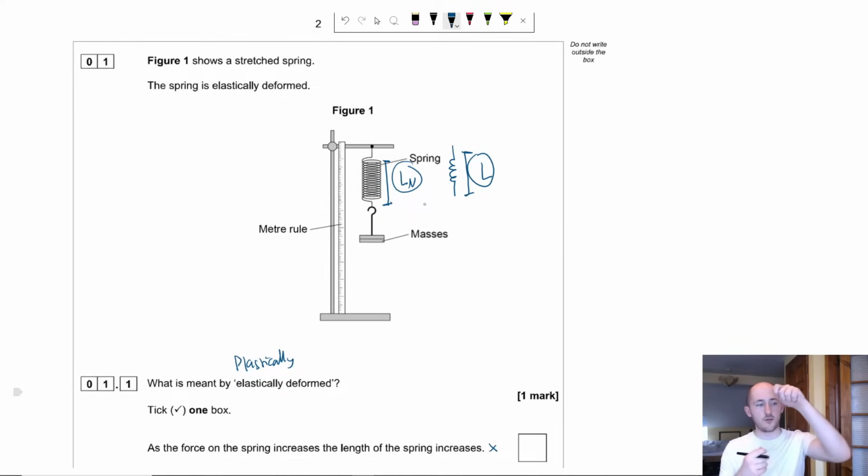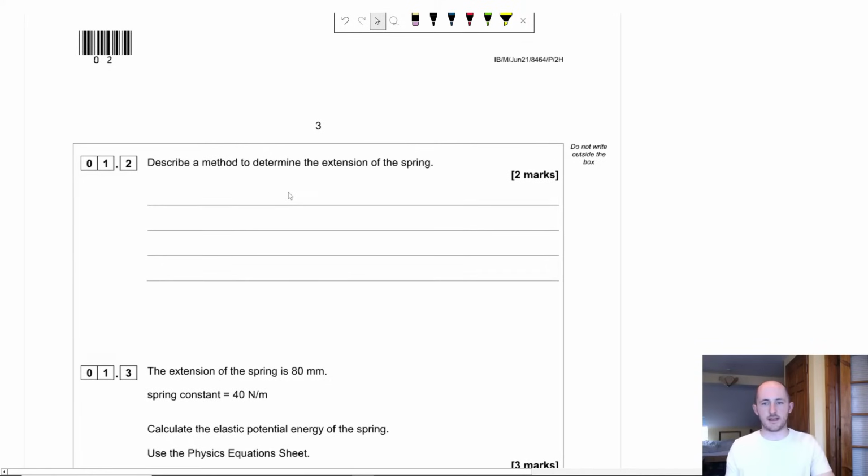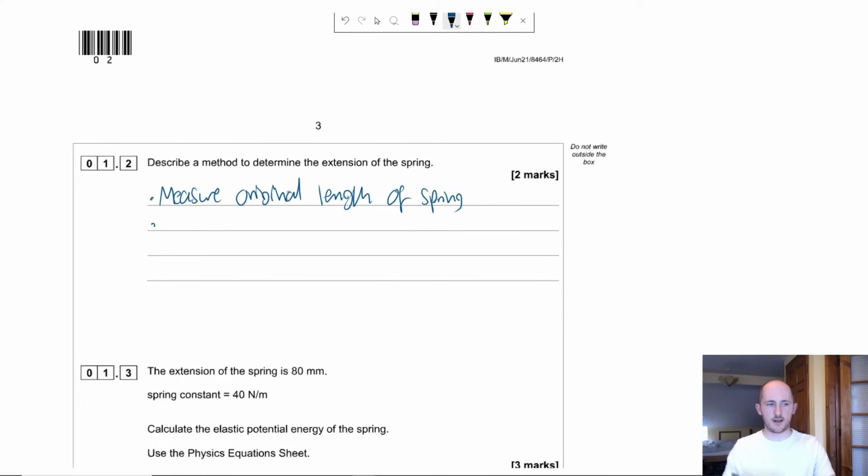So that's why you have the ruler hanging up next to the spring. You take the original length, you then hang a mass on it, write down the new length, and then take the difference between them. So how do we write that in words so we can get the full marks? Well, the first thing is you measure the original length of the spring. Measure original length of spring. And then measure the length after. So measure, you can call it the extended length.